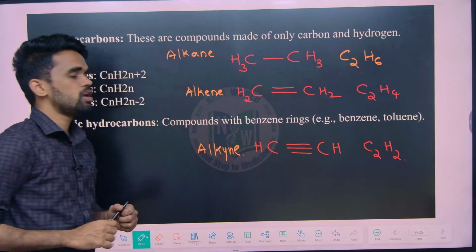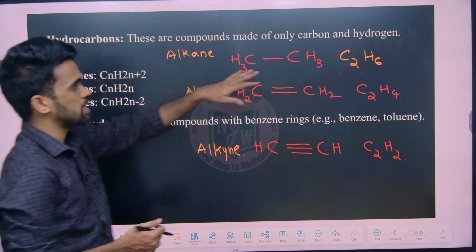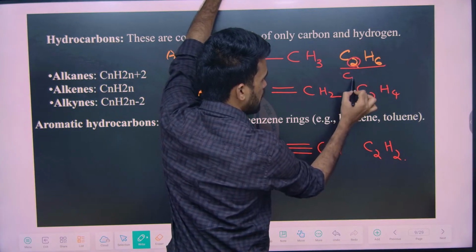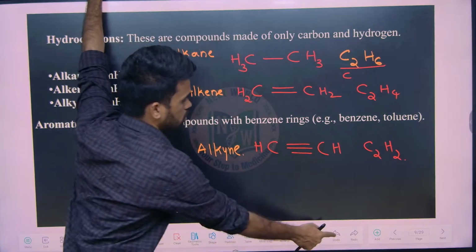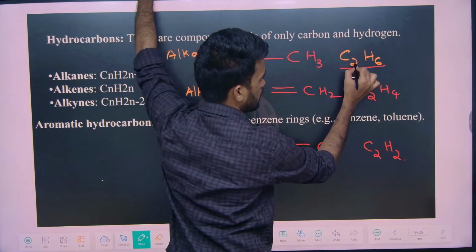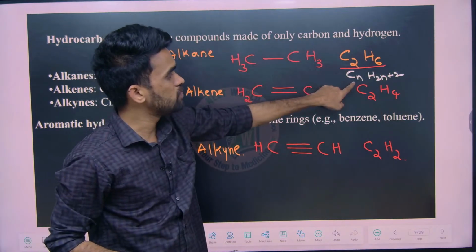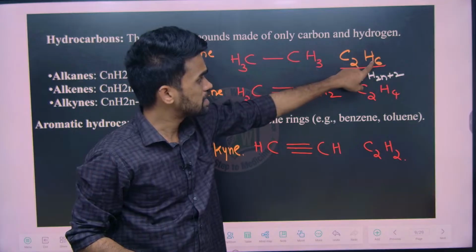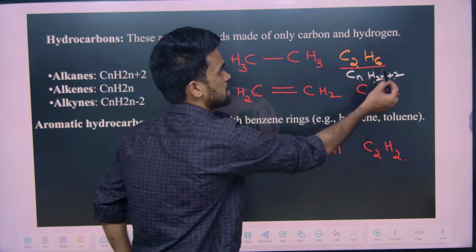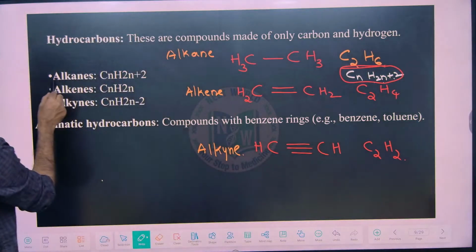Now if you write any alkane, it should satisfy a formula like this. I am generalizing it: how many carbons are there? 2. So Cn. Let me change the color of the pen. CnH2n+2. What is the n value here? We have 2. H is 6, so 2 twos are 4, plus 2 is 6. So the general formula of alkanes is CnH2n+2.